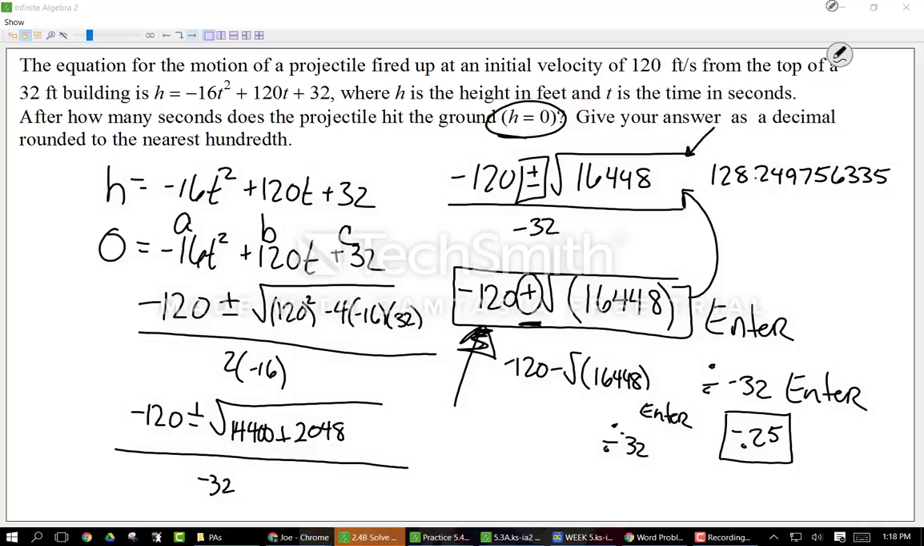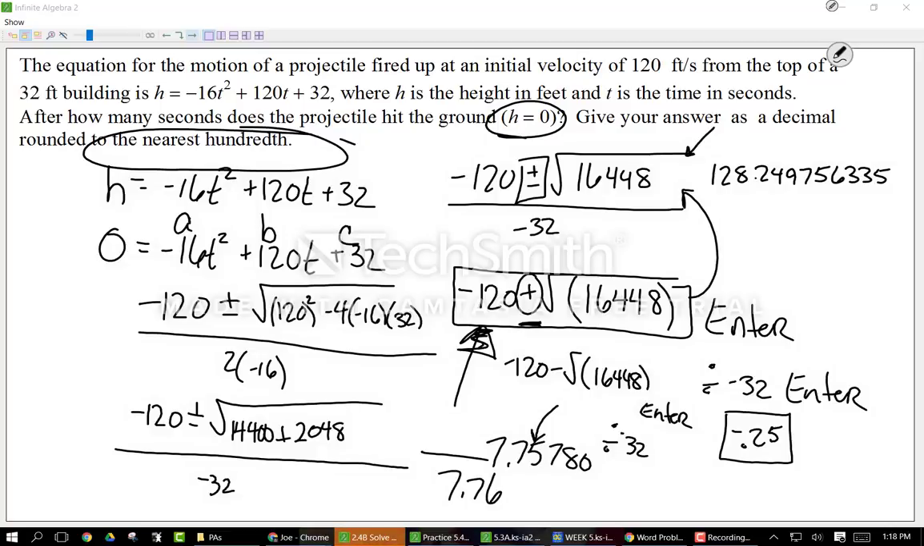Let me just write that down here real quick. 7.7578048 and so on. But the question says round to the nearest hundredth. That's the second place. So that right there is the hundredth. So I got to round it, so it's 7.76. So your two answers are 7.76 and negative 0.25.